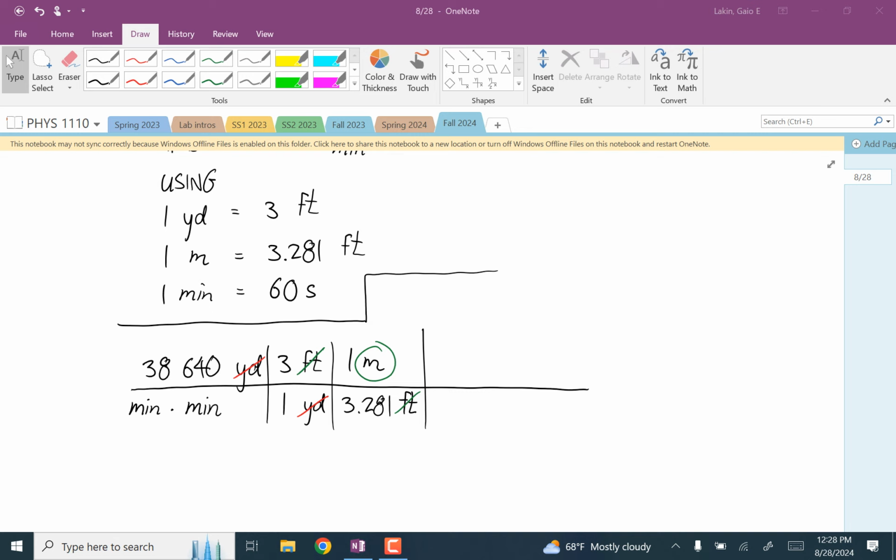So the minutes, let's do this first one here. That's in the denominator. So I want my conversion factor to have it in the numerator so they cancel. So I'll go 1 minute over 60 seconds.